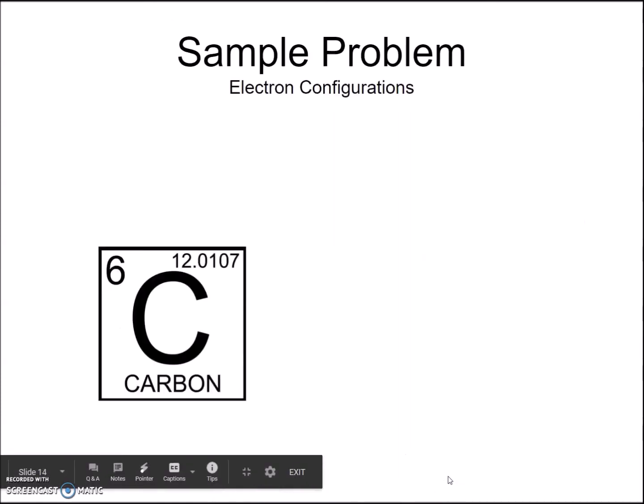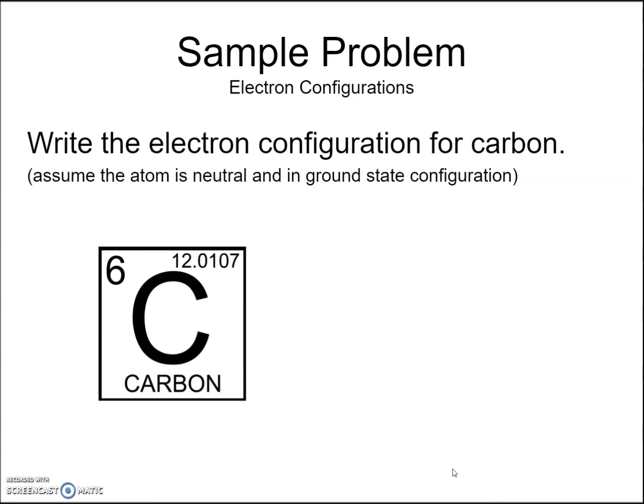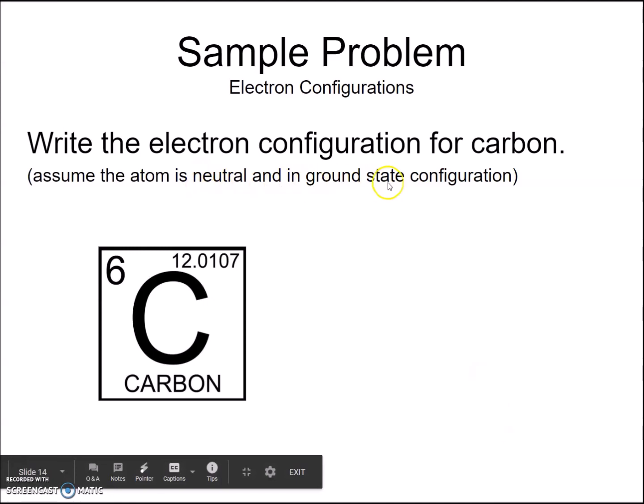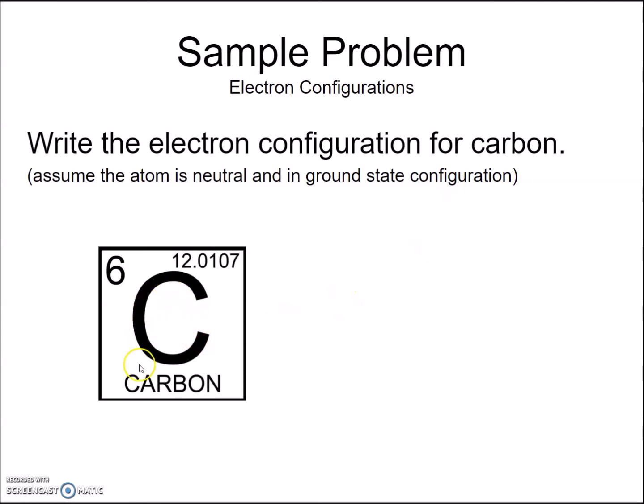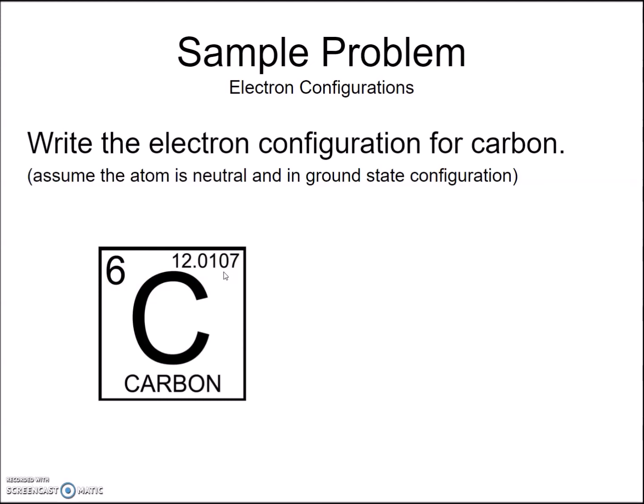Let's try another example. Let's say you're asked to write the electron configuration for carbon. Assume the atom is neutral and in ground state configuration. When you go to find carbon on the periodic table, you'll see a box like this, chemical symbol C. If you're lucky, you'll see the element's name written out. You'll see a whole number 6 and a goofy decimal. The goofy decimal doesn't have any relevance to us right now, but that whole number 6 does. That tells us there are 6 protons in carbon, which, if it's a neutral carbon atom, means that there will be 6 electrons in it.